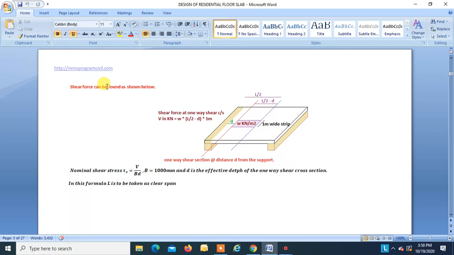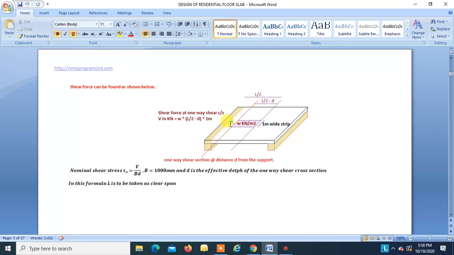Shear force can be found as shown below. This is our slab supported on two supports. This is one support, this is another support. So this is L by 2. L is to be taken as a clear span. So this is the center line, and this is L by 2.